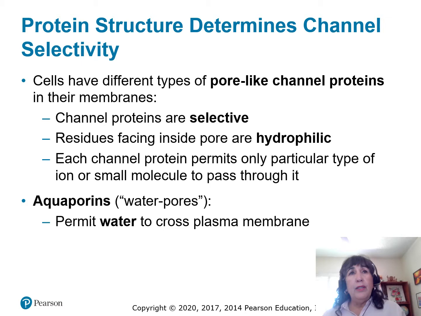So it says here, cells have different types of pore-like channel proteins in their membranes. And all of these channels or openings are very selective. So there's a protein that just allows sodium to go through. There's another protein that just allows water to go from one side of the membrane to another. So they're very selective and they're openings.